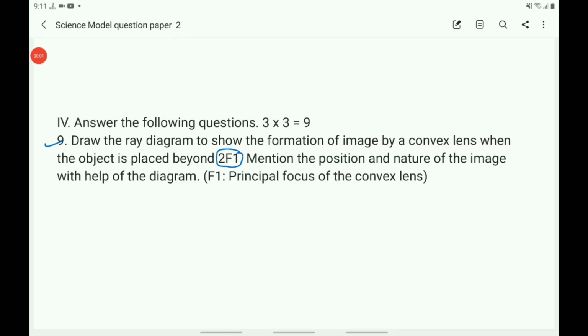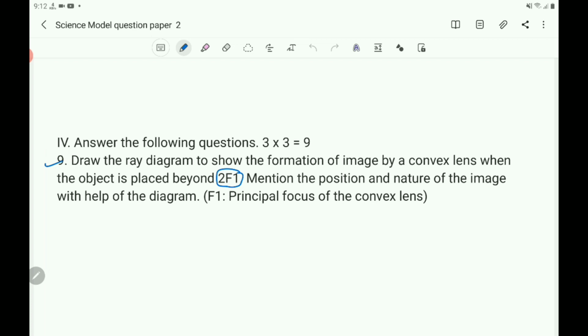Now the 4th main question. Answer the following questions, 3 into 3, that is 3 marks questions. 3 questions are there. The ninth question is: draw the ray diagram to show the formation of image by a convex lens when the object is placed beyond 2f1. Mention the position and nature of the image with the help of the diagram. Here f1 means principal focus of the convex lens. 2f1 means double the focal length, that is at the center of curvature C. C is equal to 2f1.